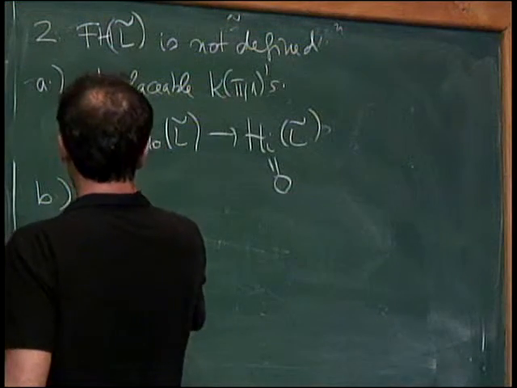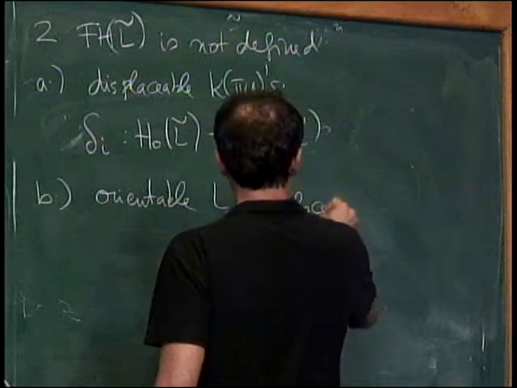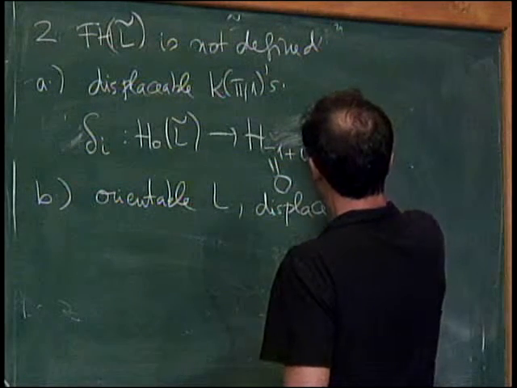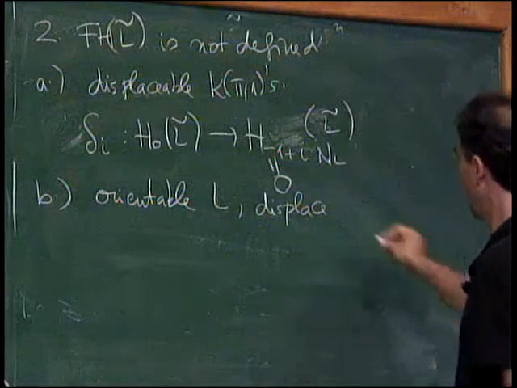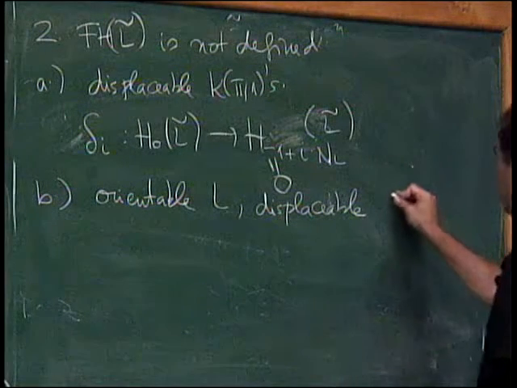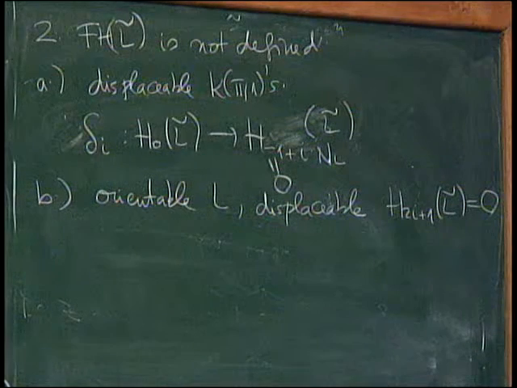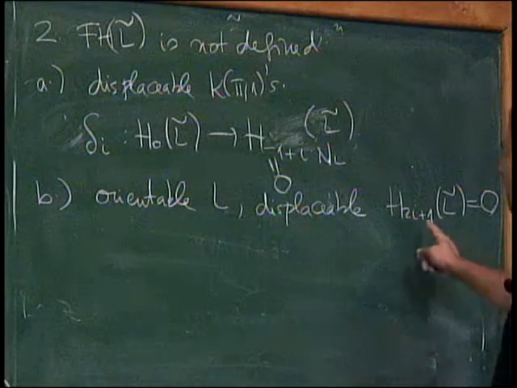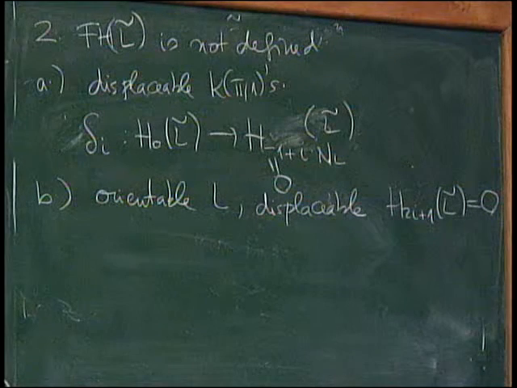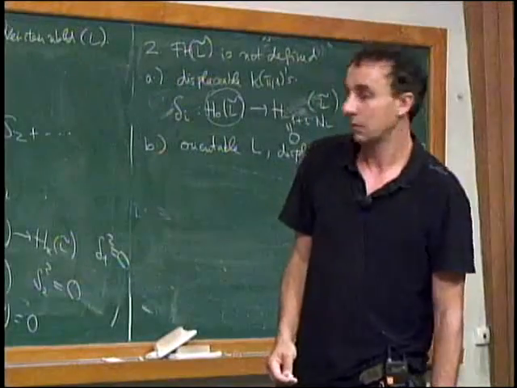More generally, for orientable L displaceable, this is -1 plus I times NL here. It's the shift. Orientable, displaceable, such that H, so this condition, which I put on my hypothesis. And this is because of the same reason. If it's orientable, this is even. So this, again, is 0. So again, this spectral sequence is valid. It cannot converge to 0 because this element here survives in the spectral sequence. Okay?